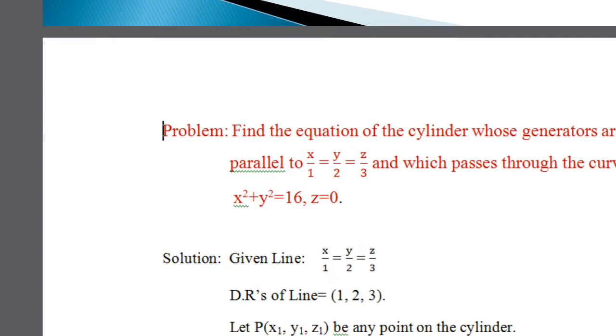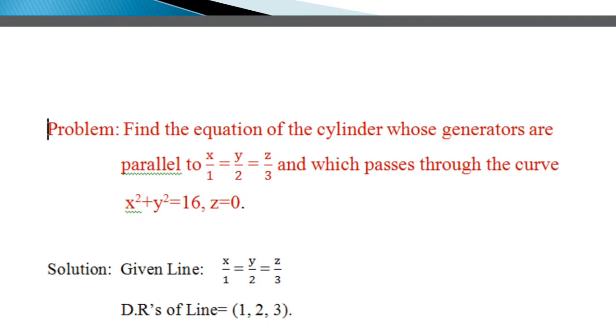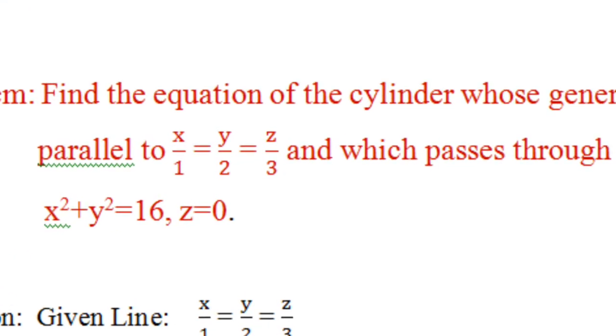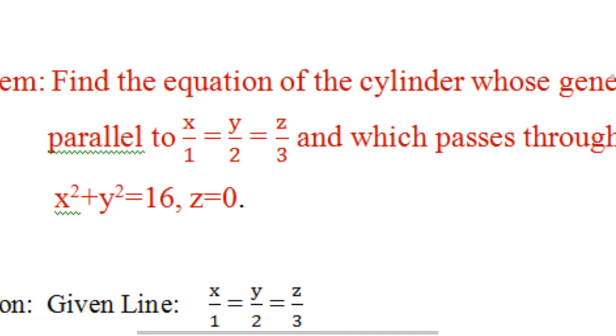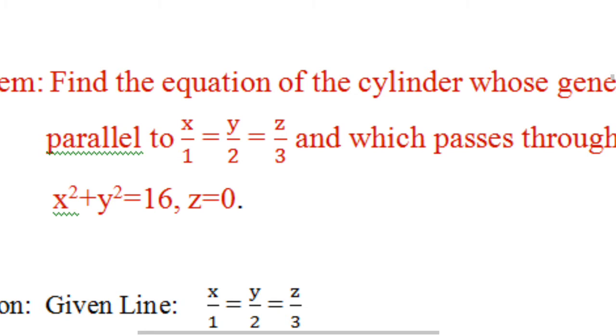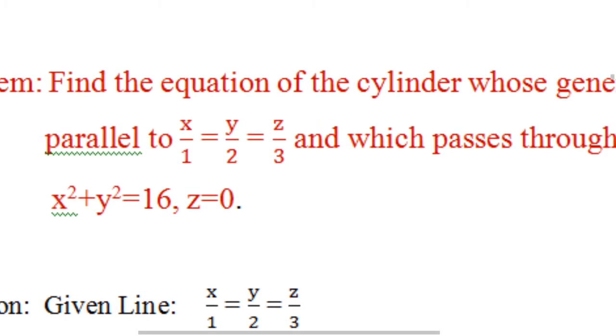Similarly, we have another problem. Find the equation of the cylinder whose generators are parallel to the line. In the previous problem, the line was x by l equal to y by m equal to z by n. In this problem, they have given the line as x by 1 equal to y by 2 equal to z by 3, which passes through the curve. That means they have given the guiding curve or base curve, x square plus y square equal to 16, z equal to 0. Whereas in the previous problem, they had given the general form f of x comma y equal to 0, z equal to 0.